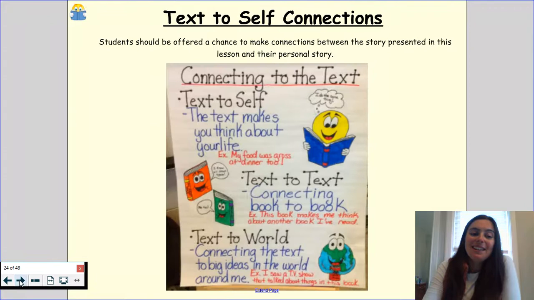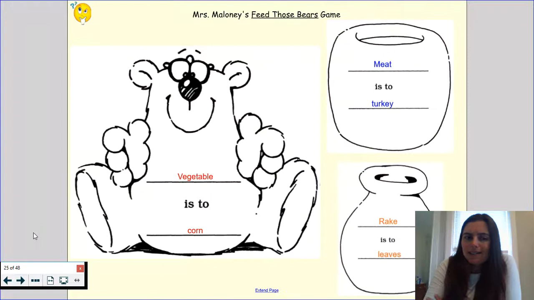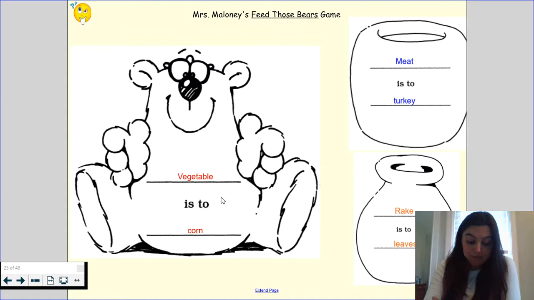Wow. It's pretty great when, if you don't understand something, sometimes you have to go back and learn it again. But lucky for you guys, this is your first time learning this with me, so we're going to play the game now. So this is the game that Mrs. Maloney's class played. They had to feed the bear the honey with the analogy that matched the analogy on the bear. So let's look at the bear.